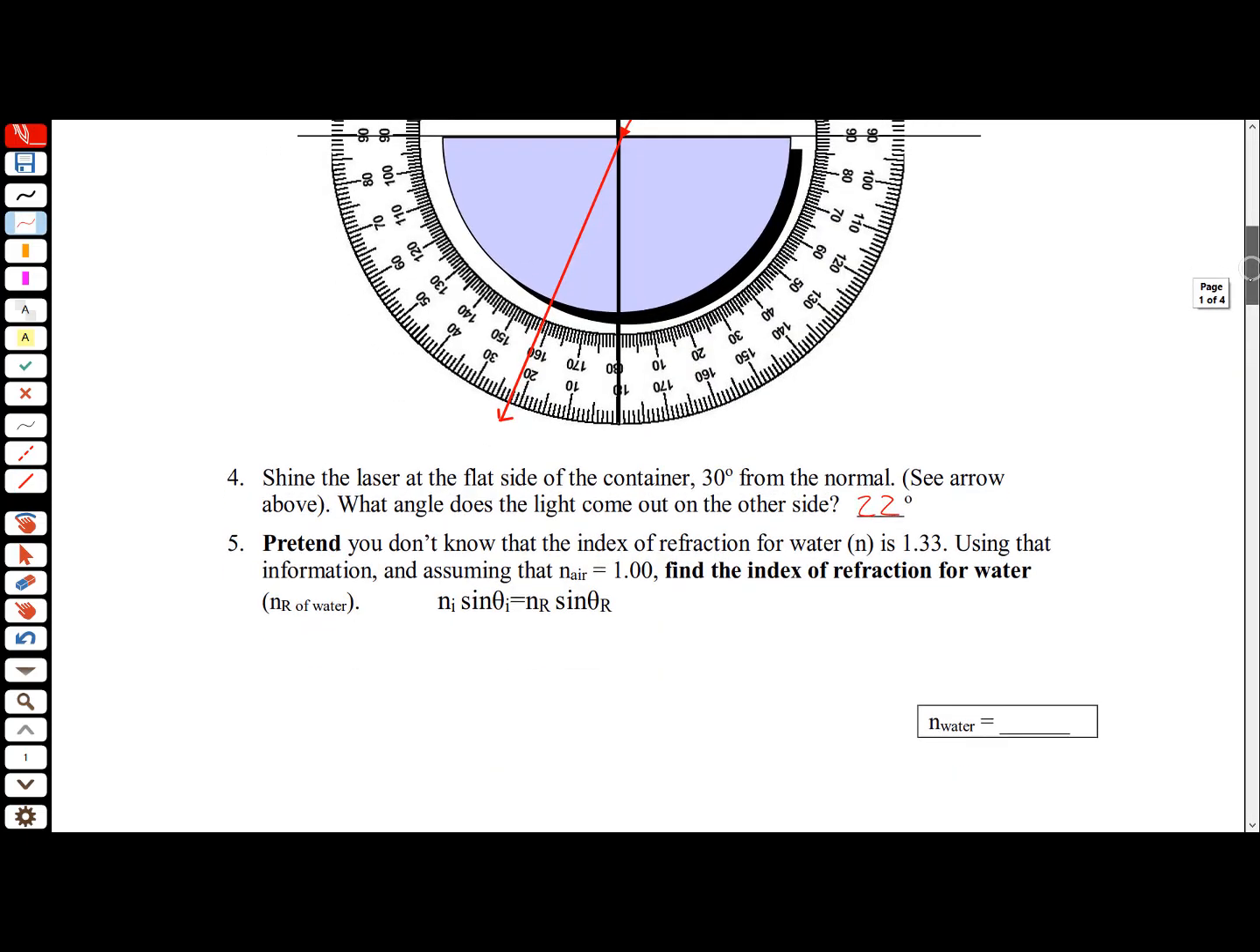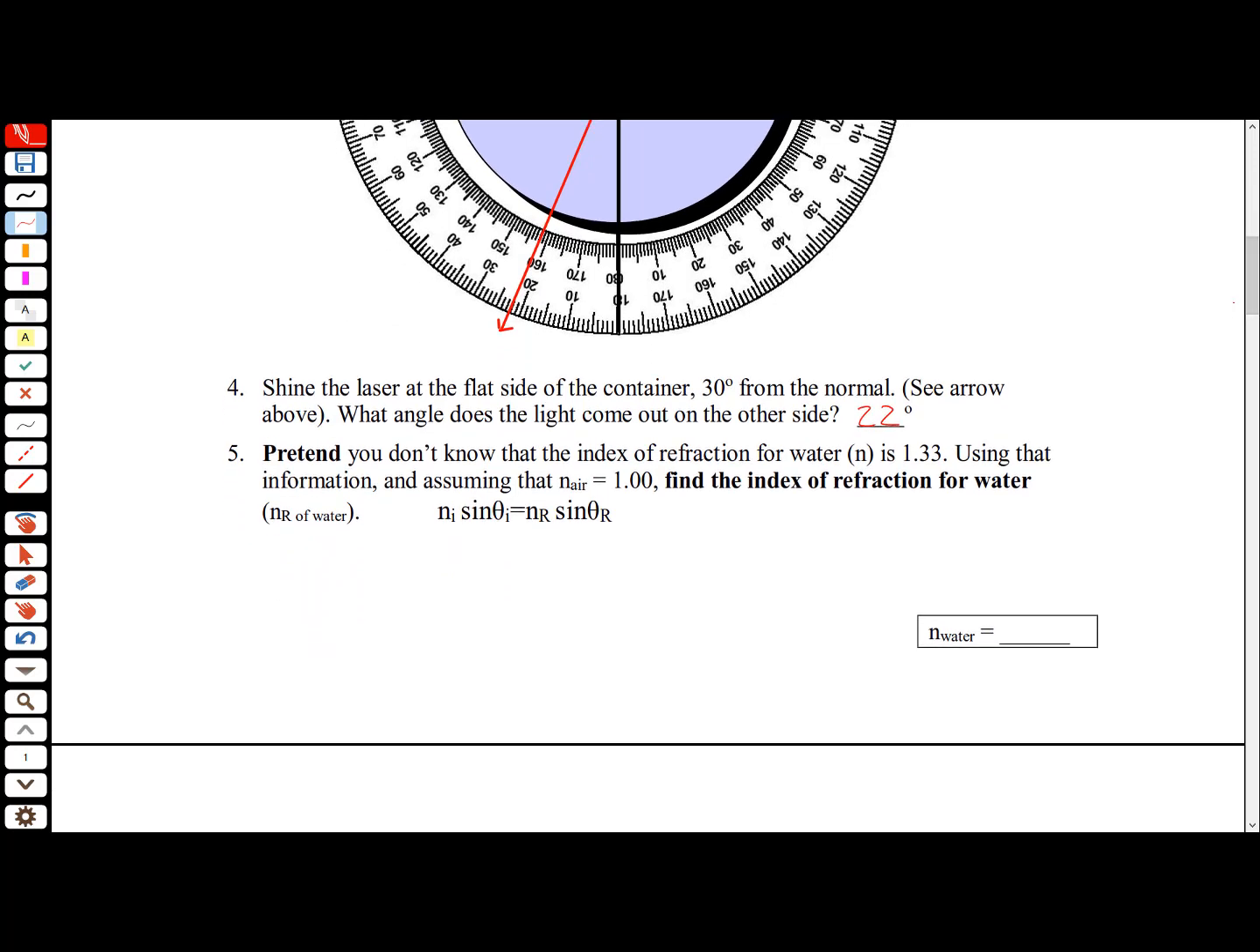In our class, we've already worked a little bit with this formula, and we've talked a little bit about indices of refraction. And so 1.33 is our number for water. But we're going to pretend we don't know that. We're going to test it experimentally. So there's a few parts to the equation.